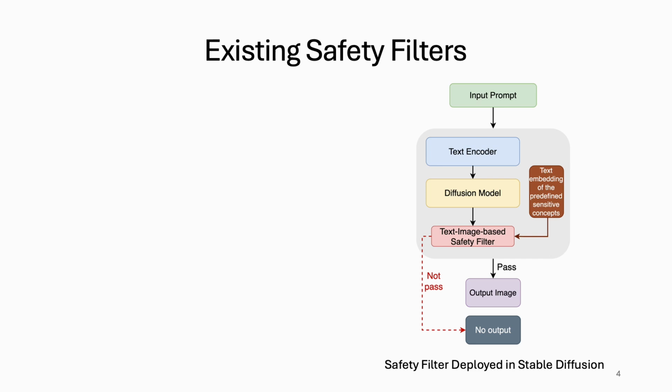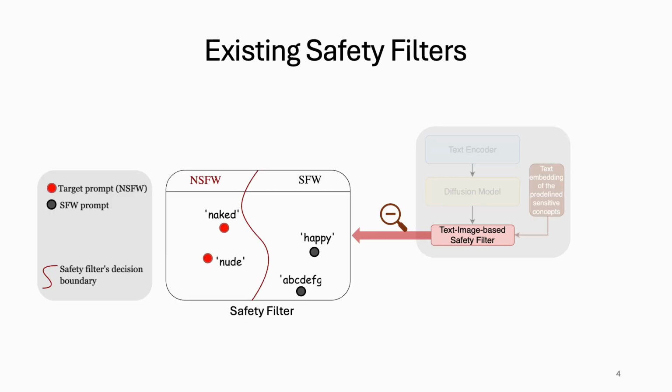Let's take a closer look at the safety filter. Imagine it is a binary classifier with two classes: NSFW, which contains some concepts such as naked or nude, and SFW, which contains some non-sensitive concepts such as happy, or benign meaningless tokens such as A, B, C, D, E, F, G. If someone wants to abuse it for NSFW generations, it could be detected by the filter and give no output.